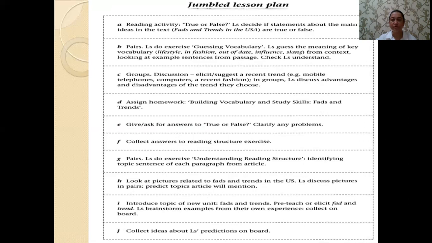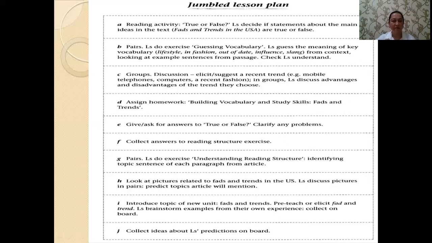First you introduce topic and then give or ask for answers to true, false, clarify any problems. No, that's not right. So after introducing the topic, look at pictures related to fads and trends in the US. Students discuss pictures in pairs, predict topics. Article will mention. So after introduction is prediction.